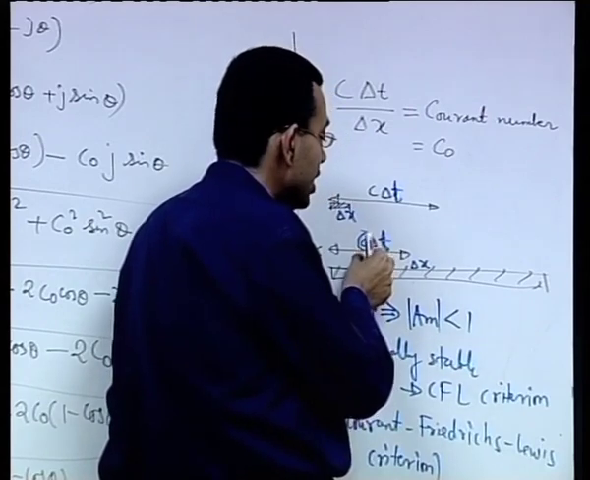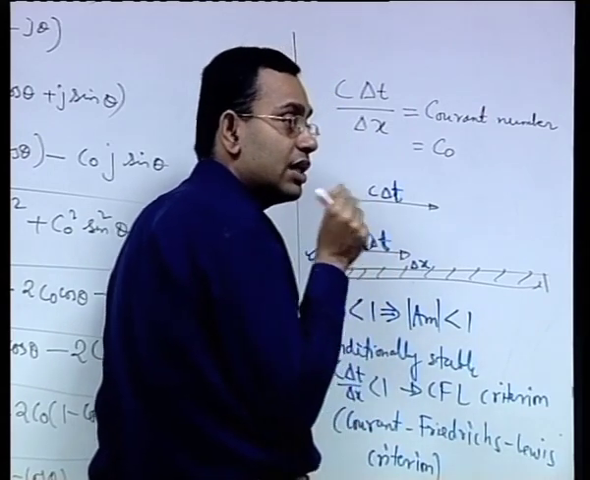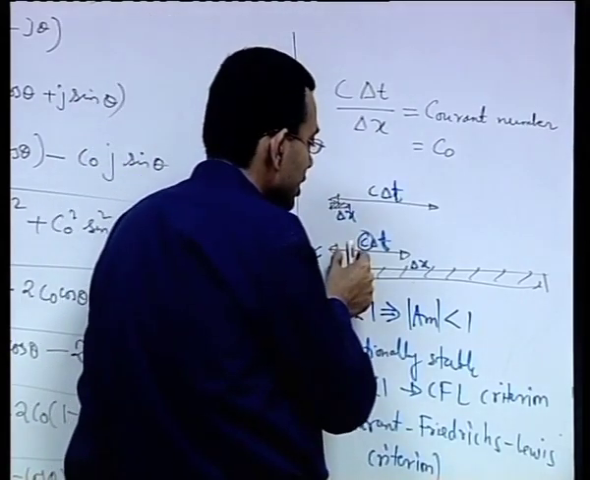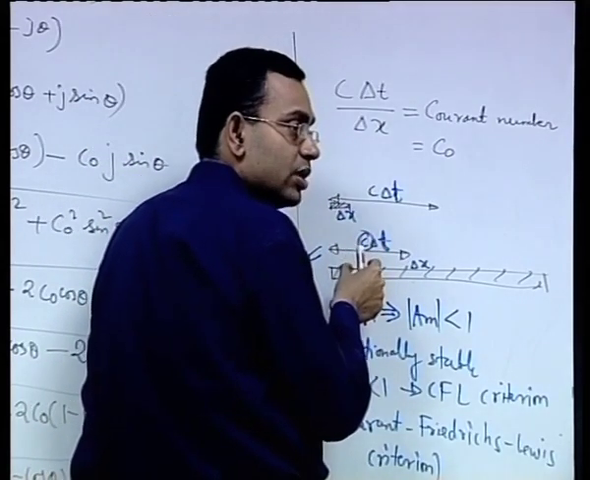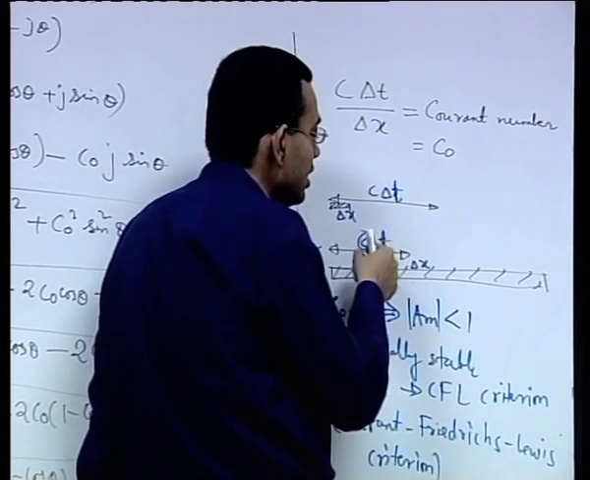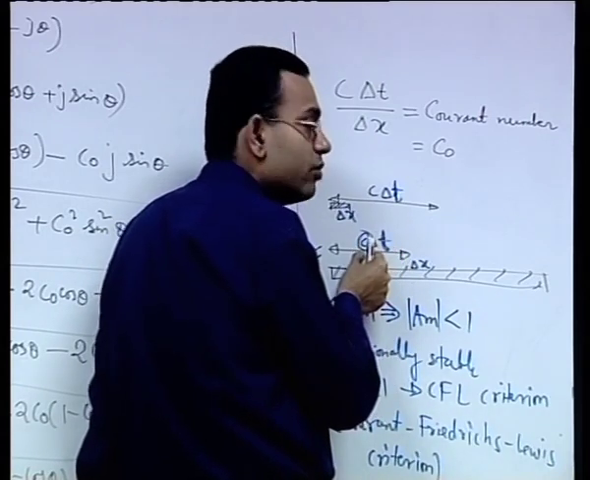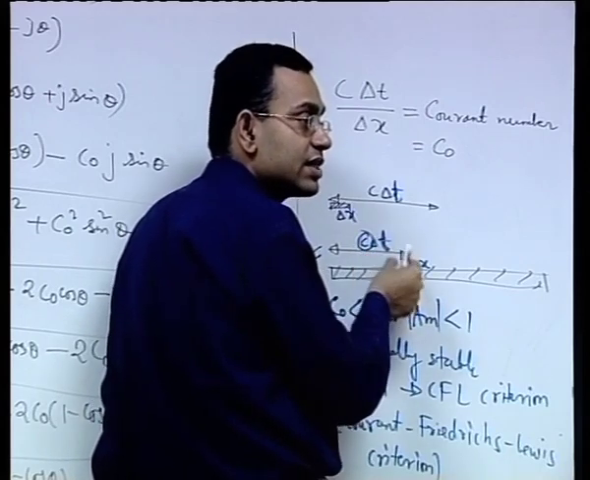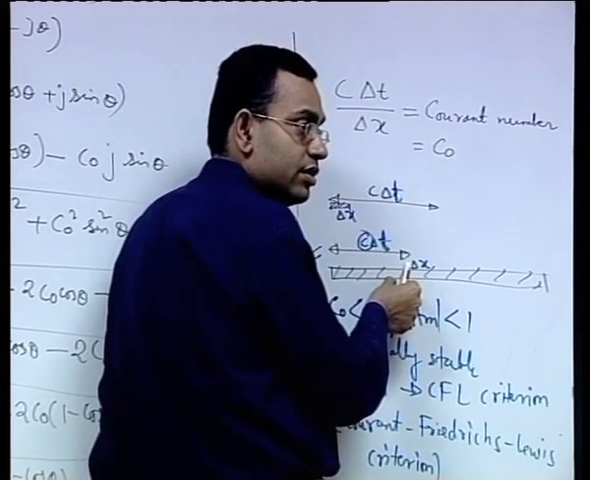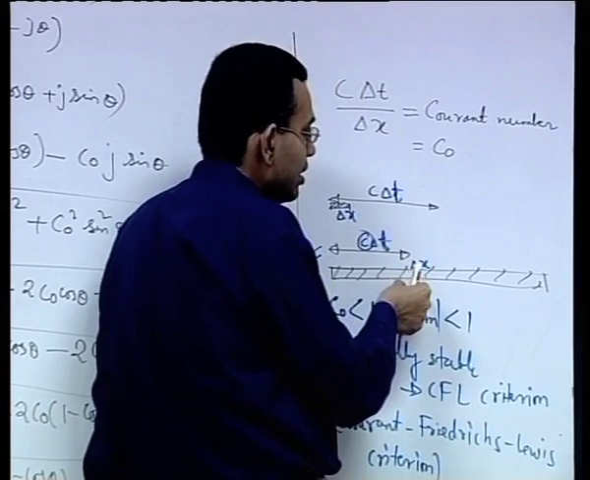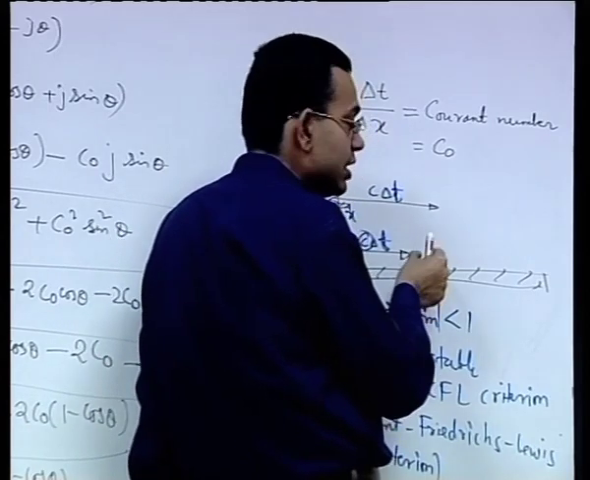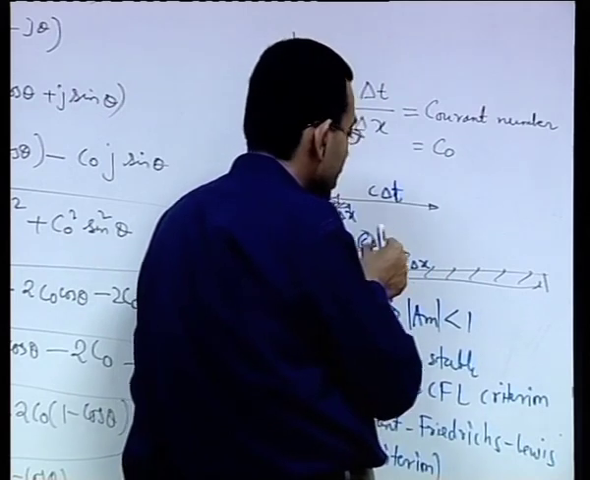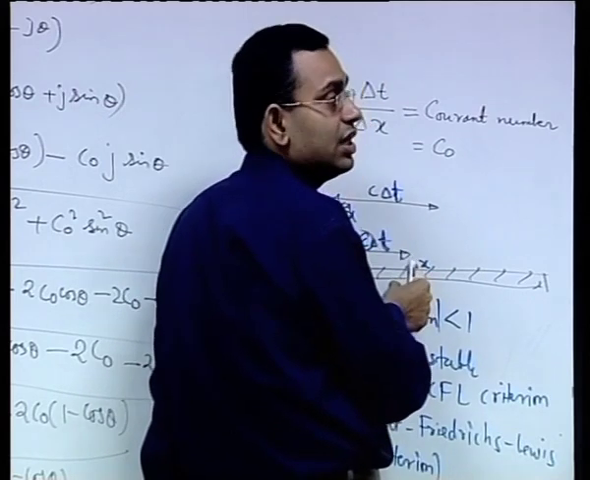Now, if the value of C is very small, think about that limiting case. That limiting case is well taken care of, as well as the large C, because it does not depend on whether it is large C or small C, what it depends on is C into delta t as compared to delta x. So, it is not the absolute delta x that is important, it is not how large or how small C absolutely is that is important, it is a comparison of C delta t with delta x that is important.